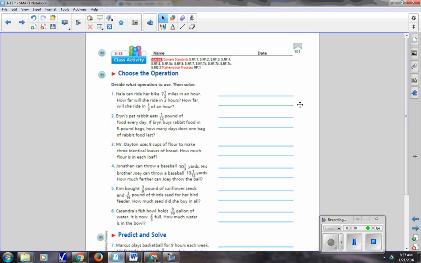So number 3, I'm going to do number 3. Mr. Dayton uses 8 cups of flour to make 3 identical loaves of bread. How much flour is in each loaf? Well, this sounds pretty division to me. And I think he's saying he has 8 cups of flour divided by 3.